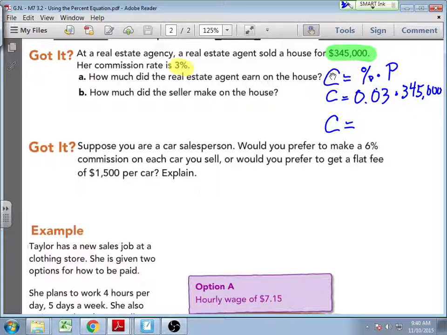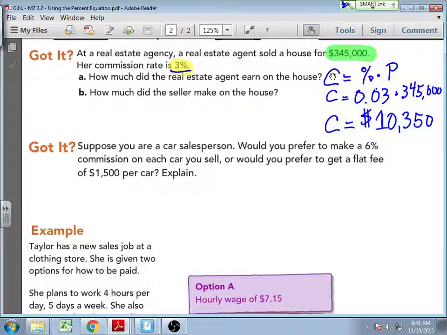And now our commission becomes, Eli? $10,350. So guys, 3% may not sound like a lot, but when it's 3% of a house price, this realtor sold one house and made $10,000.